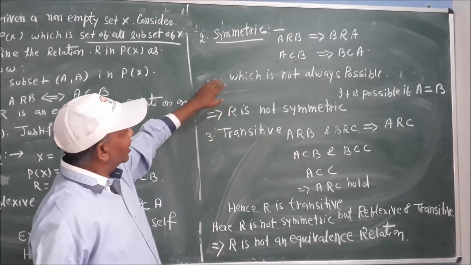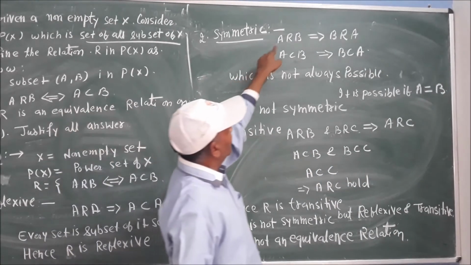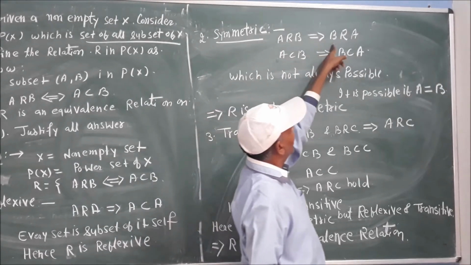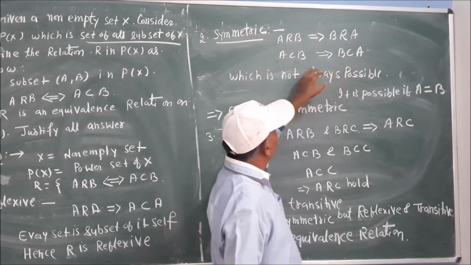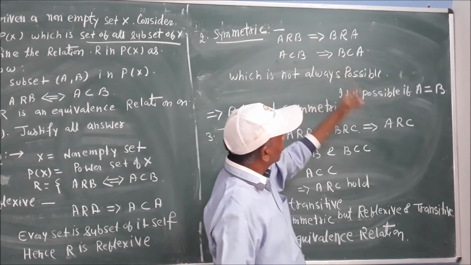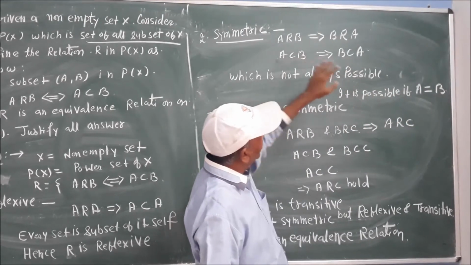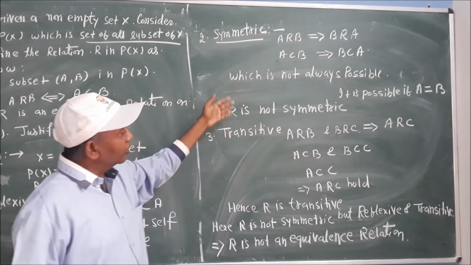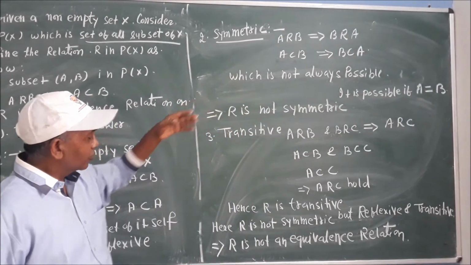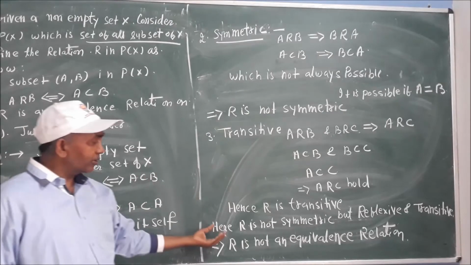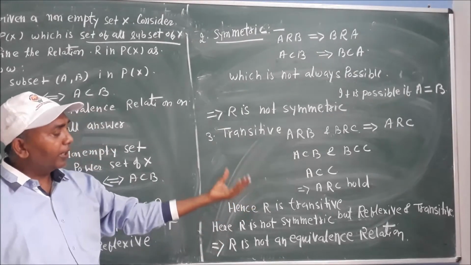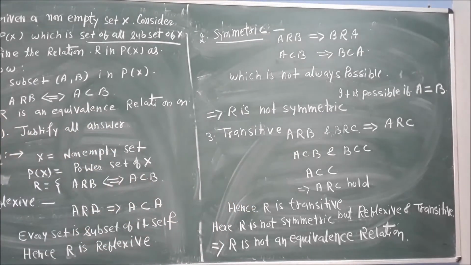Once again, check here for symmetry. A R B means A is a subset of B. B R A means B is a subset of A. It is not always possible because in the question it is not given that A is equal to B. It is possible only when A is equal to B. That means R does not follow the symmetric property. So here we have seen that R does not follow the symmetric property, but it is reflexive and transitive. So it is not an equivalence relation.